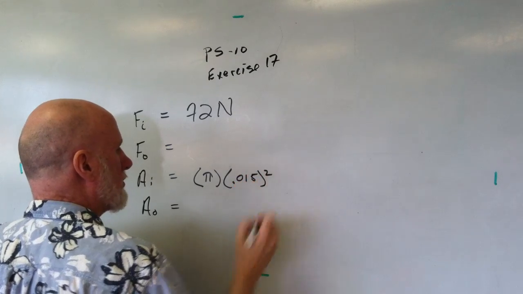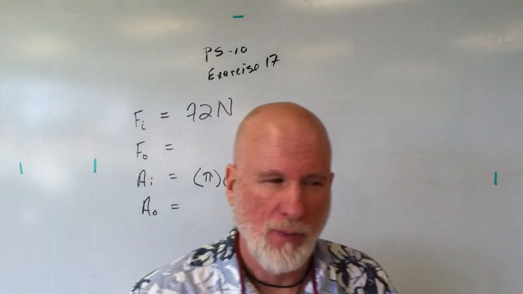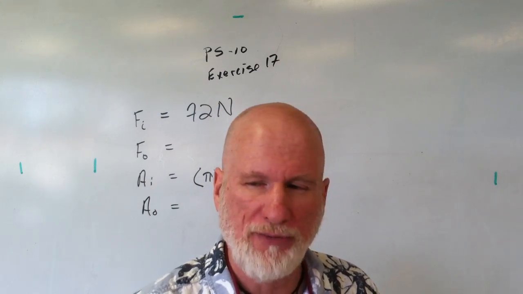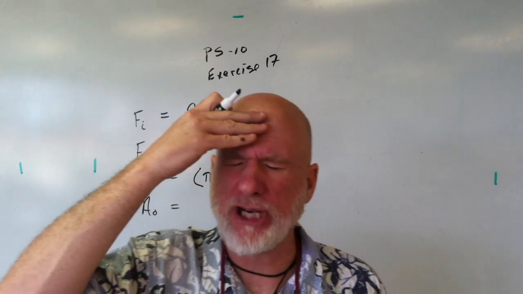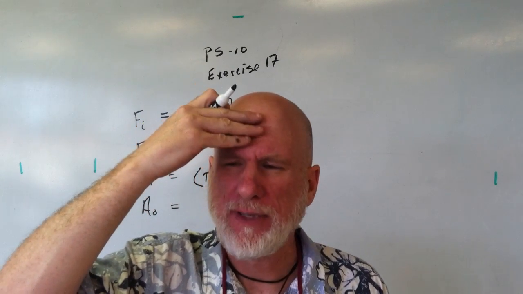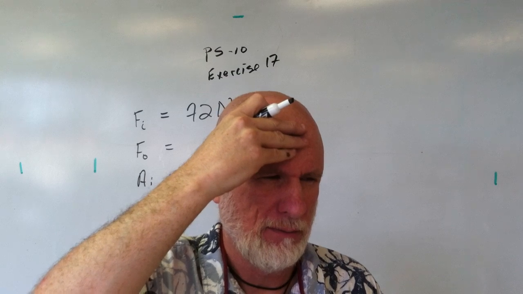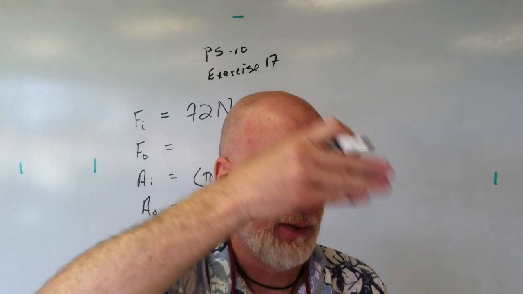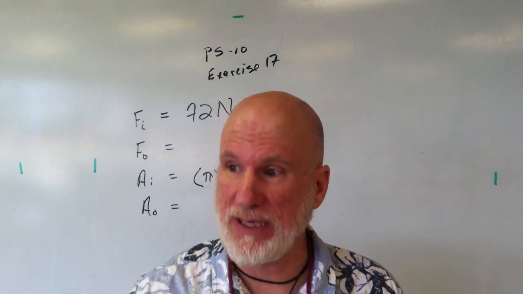Pi times 0.015 squared, correct? Wait a second. Why did I just write 0.015? Didn't it say 0.03? But what's 0.015? Why did I do that? The radius, because they give you the diameter.